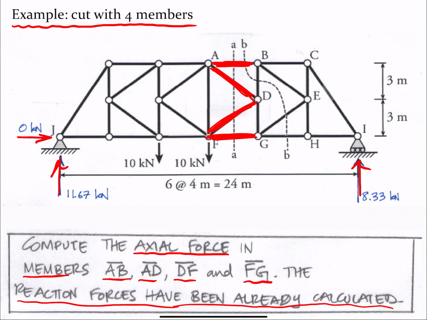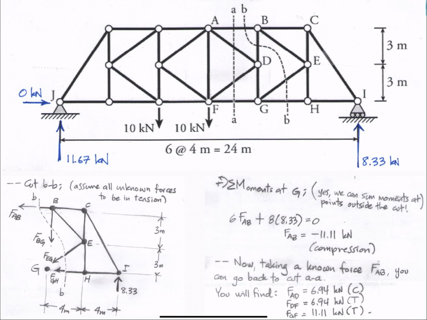One may feel tempted to cut through AA, because that cut will actually uncover the forces in all the requested members. Now, if we cut through AA, I will leave it as an exercise to you. It won't work, because you will have really many unknowns in just your 3 equations of equilibrium. So you won't be able to solve.